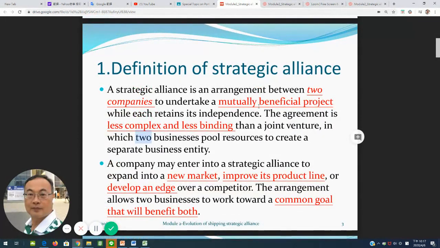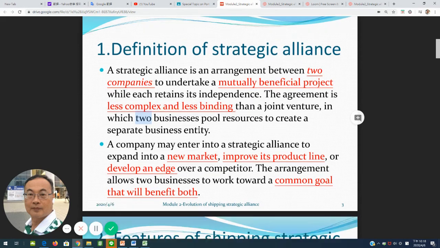First one, what is the definition of strategy alliances? That means at least 2 companies have to sign an agreement to undertake a mutually beneficial project for each other, and keep their independence. The agreements are less complex and less binding than a joint venture, and involve sharing resources. Companies can form strategy alliances to expand their market and improve their product lines. So they work together toward a common goal that benefits each other.